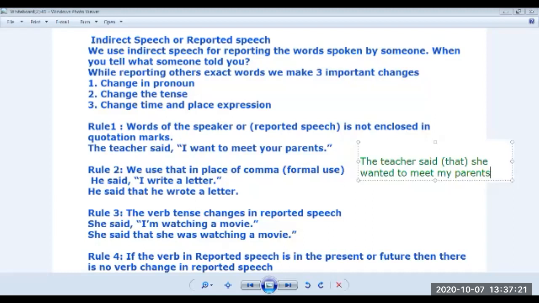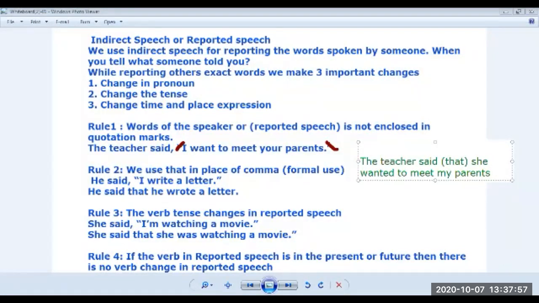Now you will notice that in formal use, we use it with "that." For example, if you are telling somebody whom you do not know and you want to be a little bit formal, then you use "that." But if you're talking to your parents, you can even say, my teacher said she wanted to meet my parents.